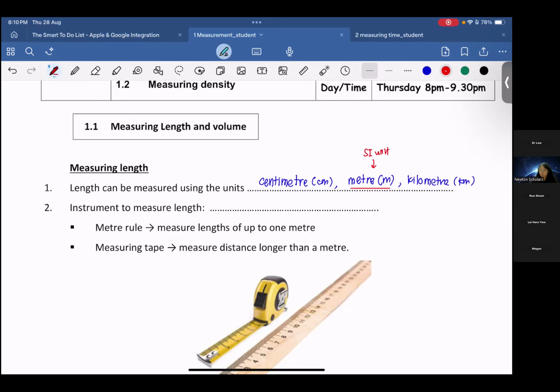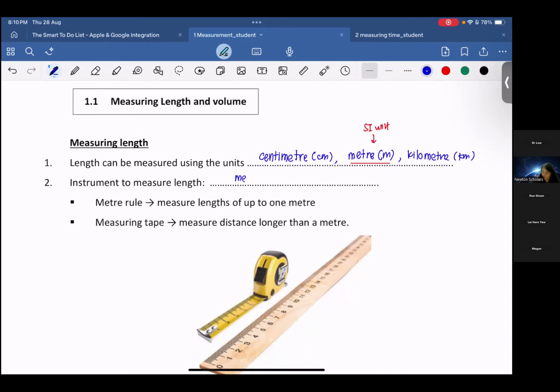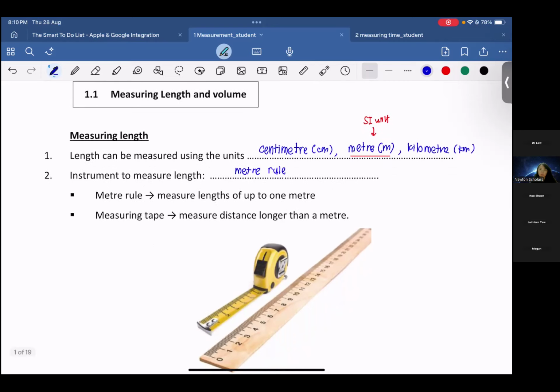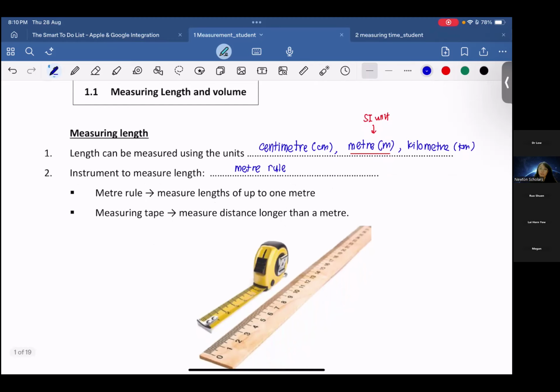Instruments to measure length: there are a lot of instruments, but in year 10 we mainly focus on the meter rule. In the lab, when your teacher does the experiment, they will give you the meter rule to measure the length. The meter rule can measure up to 1 meter. If you want to measure a longer distance, let's say the length of the classroom, you cannot use the meter rule because 1 meter is not enough. So we can use a measuring tape.